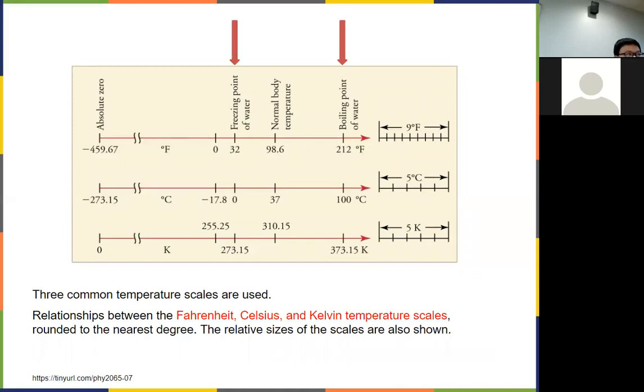As I mentioned, we use Fahrenheit here, and in science classes, if you are taking other science or engineering classes, it's pretty much Celsius most of the time. But the SI unit would be Kelvin. The different scales are listed here. In the Celsius and Kelvin systems, the difference is the same. A difference of 5 degrees in Celsius is the same as 5 degrees in Kelvin. That means these two scales are just a shift of a number. From Celsius to Kelvin, you add 273.15 to the Celsius value to get Kelvin. The other way around, you subtract this number from Kelvin to get Celsius. But from Fahrenheit to Celsius, it's a different scale. 9 degrees Fahrenheit corresponds to 5 degrees Celsius.